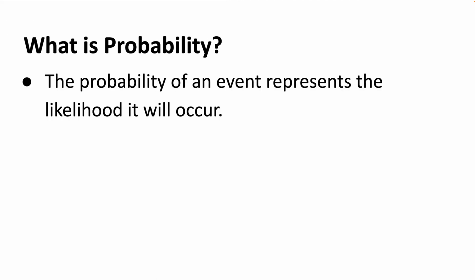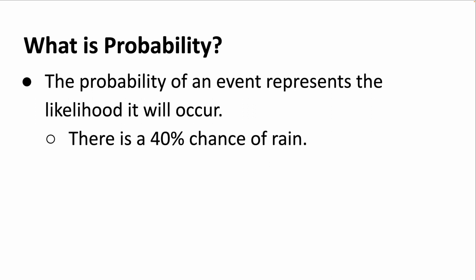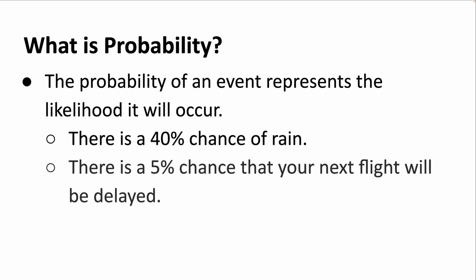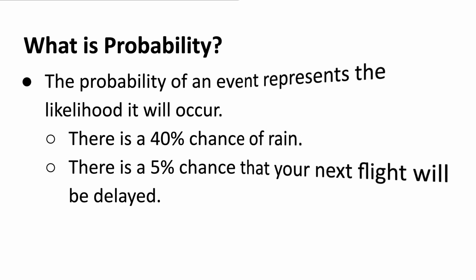In math and statistics, the probability of an event represents the likelihood it will occur. You might hear a common phrase like there's a 40% chance of rain today, or there's a 5% chance that your next flight will be delayed. Probability is used to express the likelihood that those events will occur.